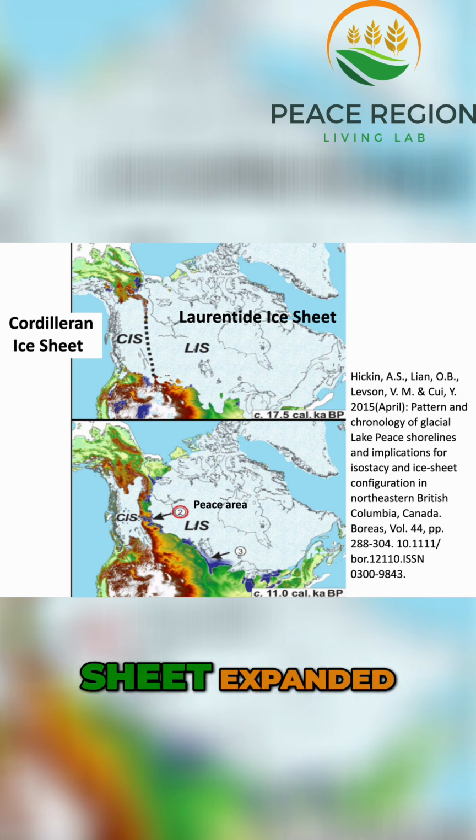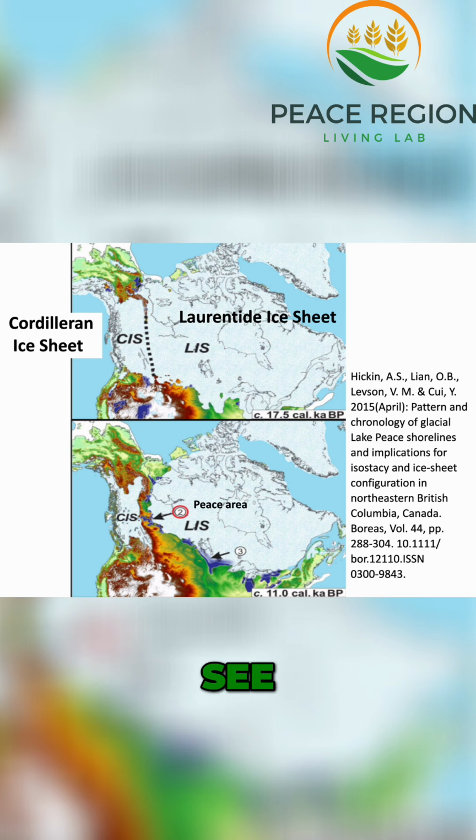So that top image, about 18,000 years ago, the Laurentide Ice Sheet had expanded to its maximum extent, and the Cordilleran Ice Sheet expanded out of the Rocky Mountains, and they met around Fort St. John, and that really shapes a lot of the things that we see.